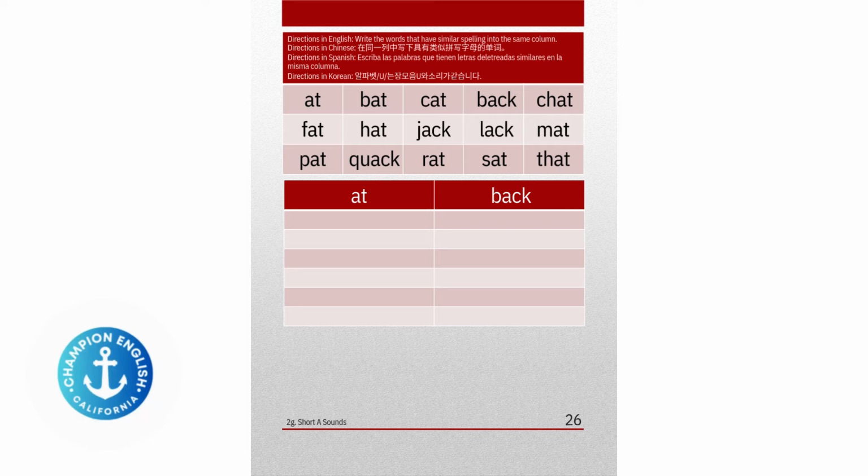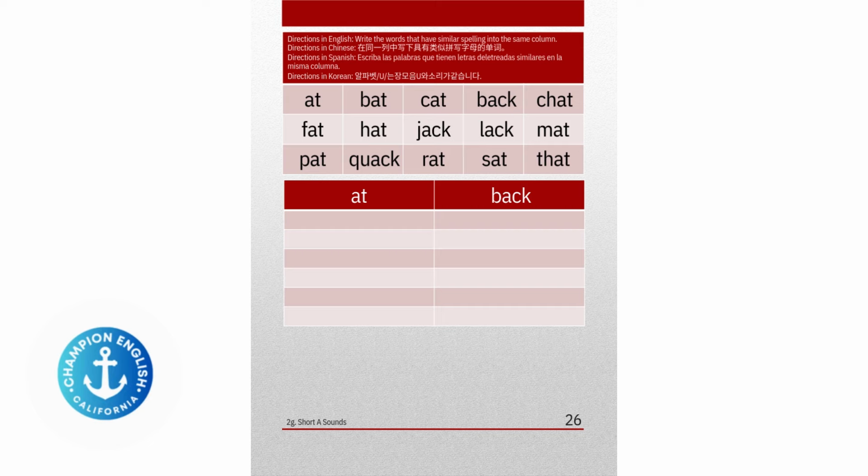Hello, students. This time I want you to put the right word in the right column. So you're going to put the words that end in at in one column, and words that have the same ending as B-A-C-K, back, in the other column. Can you say t? Those will go in the at column. Can you say k? Those will go in the back column.